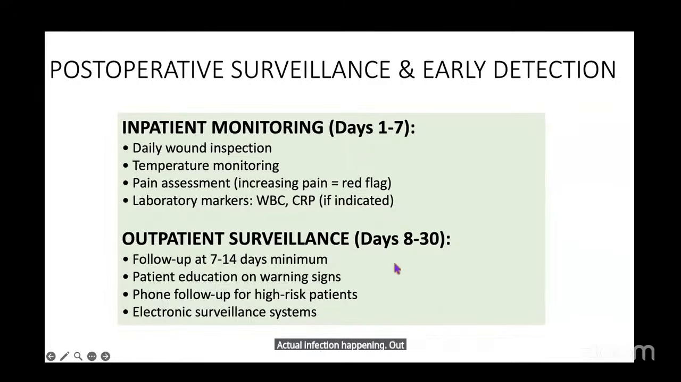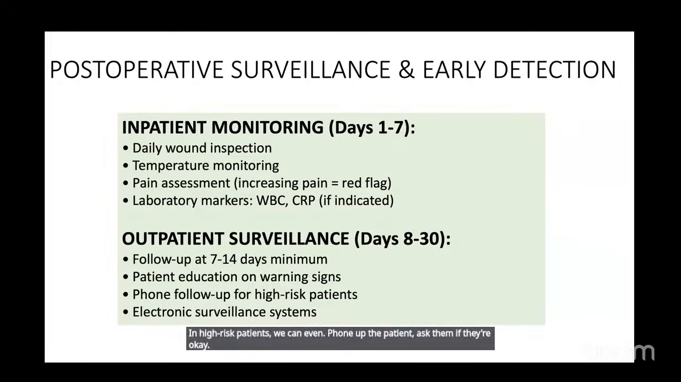Outpatient surveillance is after the discharge period, 8 to 30 days. You can tell the patient what the warning signs are, especially redness, increased temperature, pain that may increase, pus that may come up. If it is there, they are advised to come back immediately. In high-risk patients, we can even phone up the patient and ask them if they're okay.